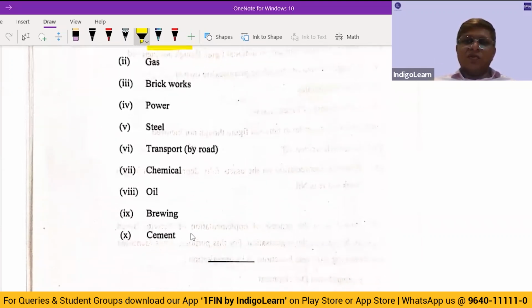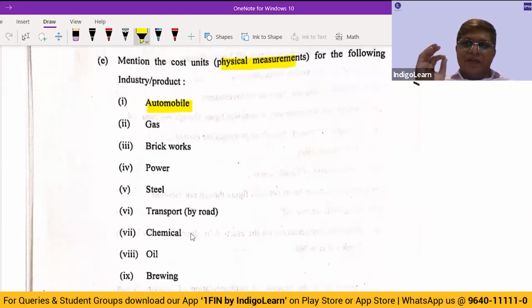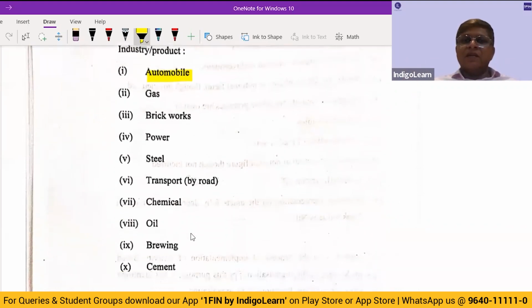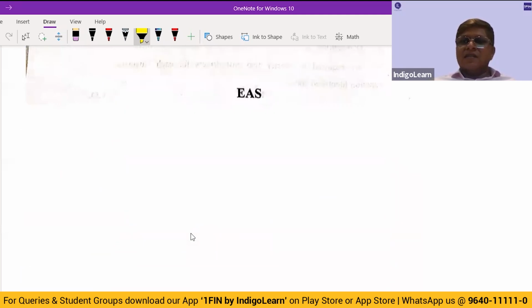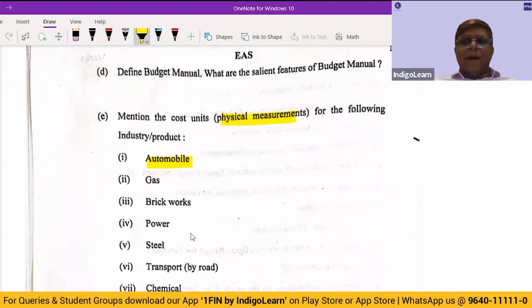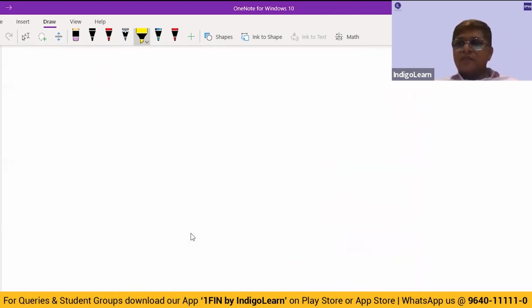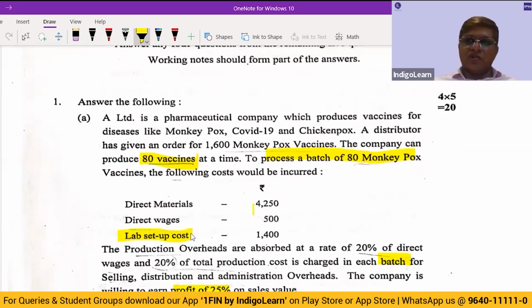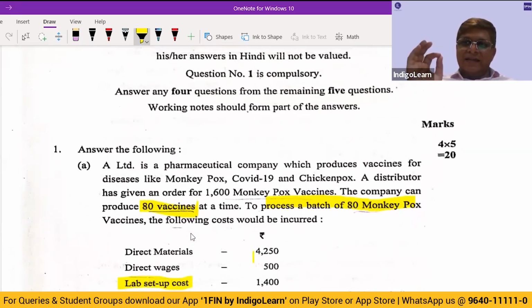Chemical, oil, brewing, cement. So if you have gone through the fundamental concepts, this is the first initial concept that we learn in costing. What are cost units? Simple question on that. All right. So this was the question paper for November 22. But for 20 marks, rest 100 marks was very, very simple and easy. We have a total of 120 marks with the choice.